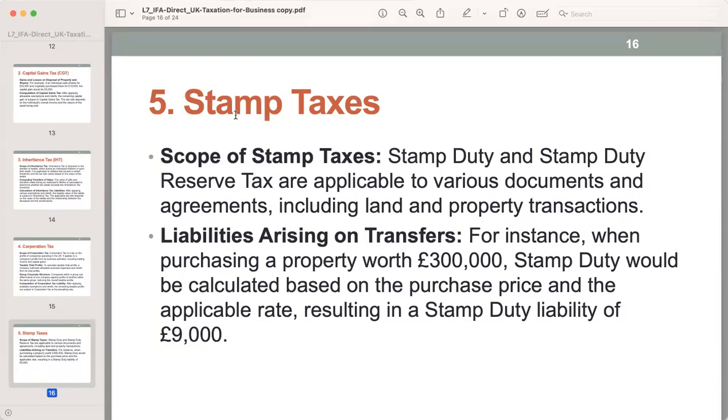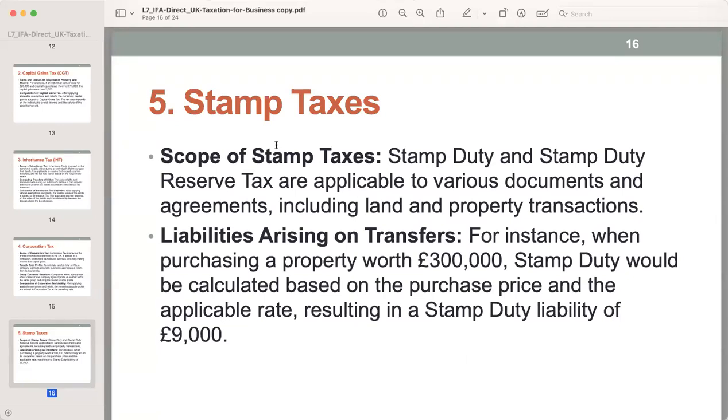Okay. Stamp duty and stamp duty reserve tax are applicable to various documents and agreements, including land and property transactions. Stamp taxes are like special payments made when important documents are involved, especially when buying land or property.